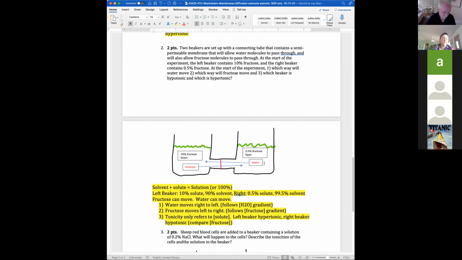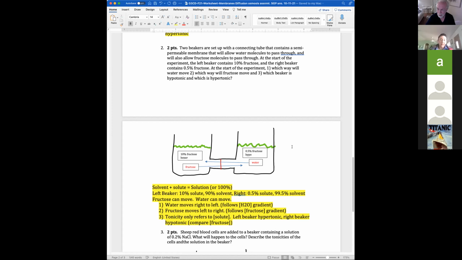And with regard to tonicity, it refers only to the solute. So 10% is higher than 0.5%. So the left beaker would be hypertonic. Hyper means high. And the right beaker would be hypotonic with respect to fructose. So does that make sense to everybody? I want to make sure everybody understands how you think about these problems.